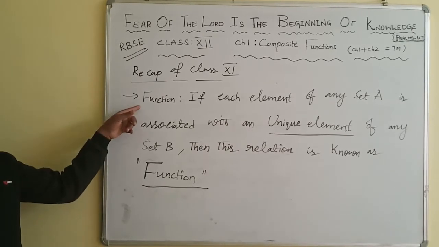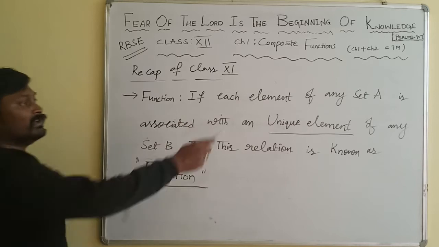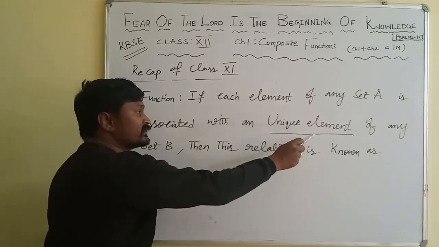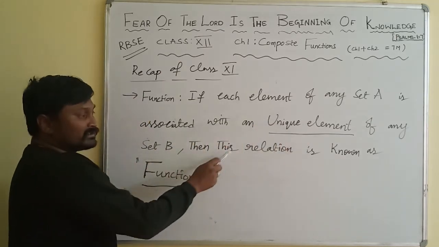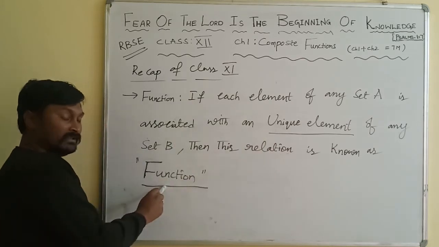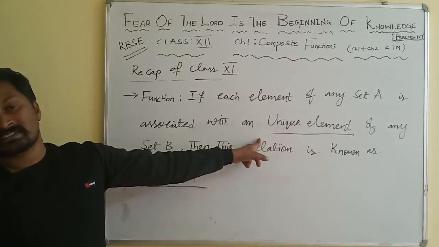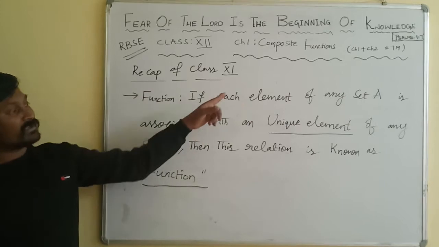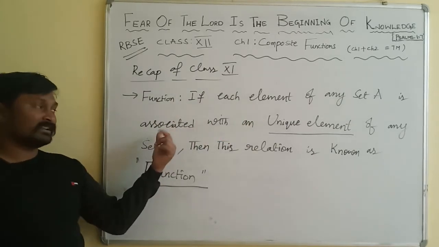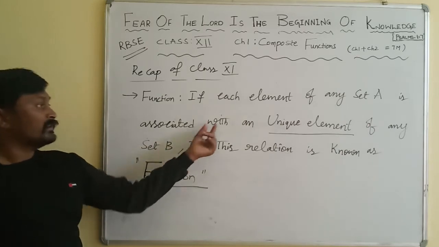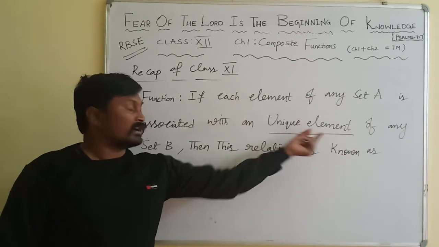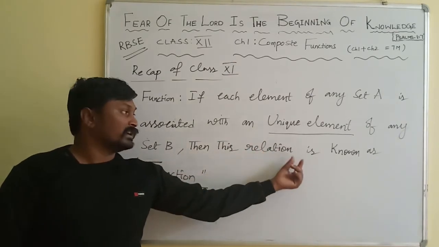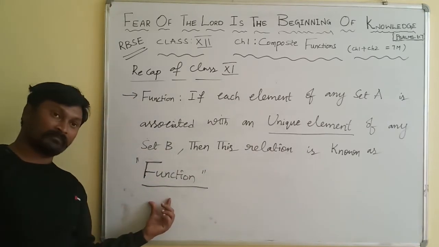Right, our first point is what? What is a function? If each element of any set A is associated with a unique element of any set B, then this relation is known as a function. Here unique means a single relation. So what is a function? If each element of any set A is associated, that is connected, with a unique element of any set B, then this relation is known as a function. Understood?